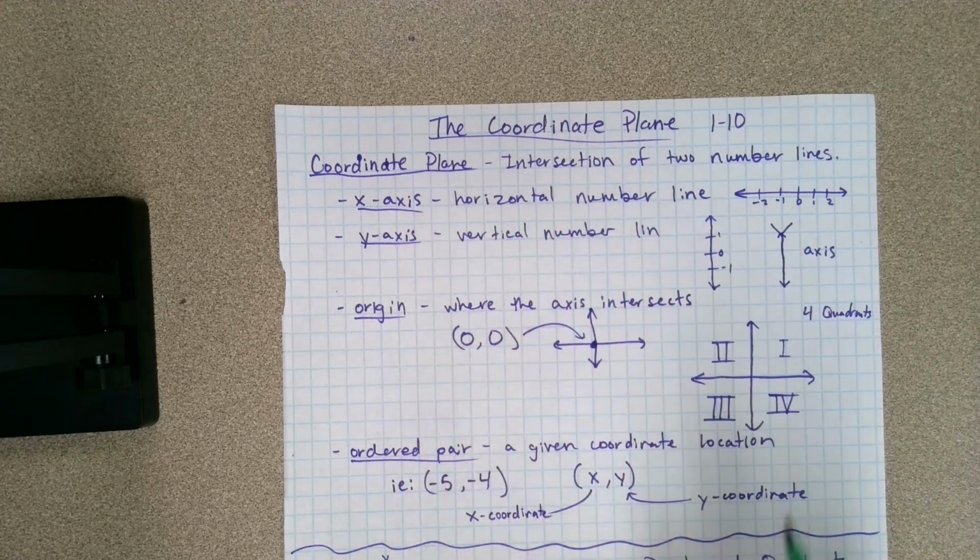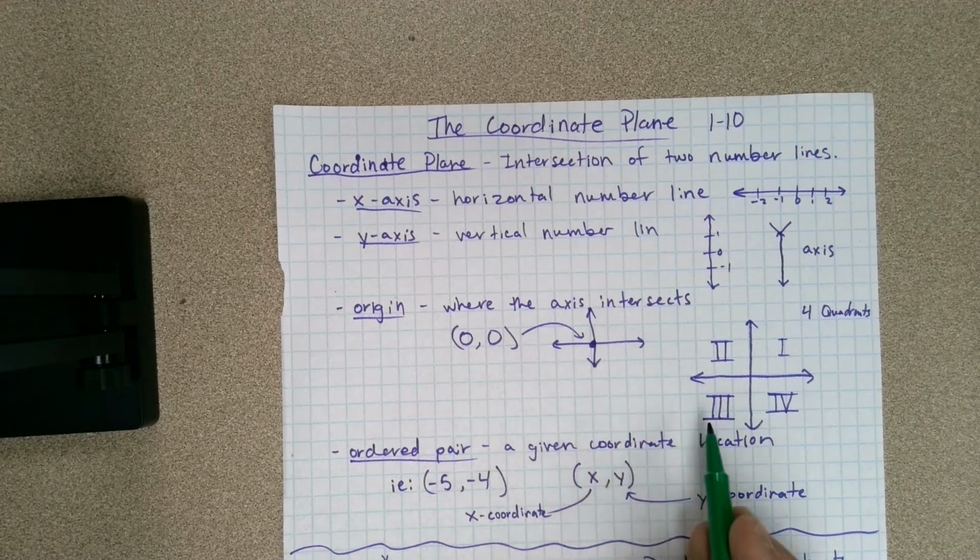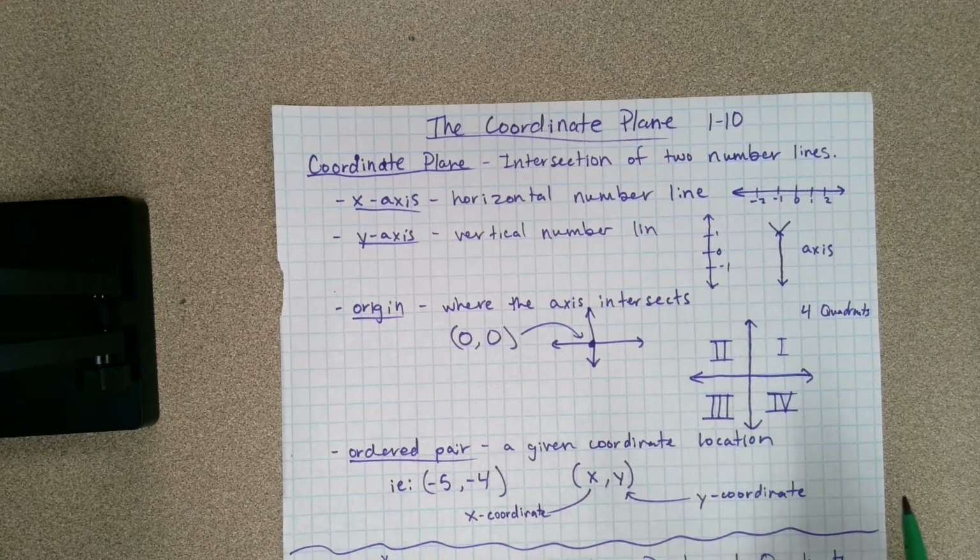It's the intersection of two number lines. It's going to look something like this. It's going to be pretty typical, something you've probably seen plenty of times. Your coordinate plane is that area where you're going to be graphing. You're going to be putting points, making shapes, things like that.